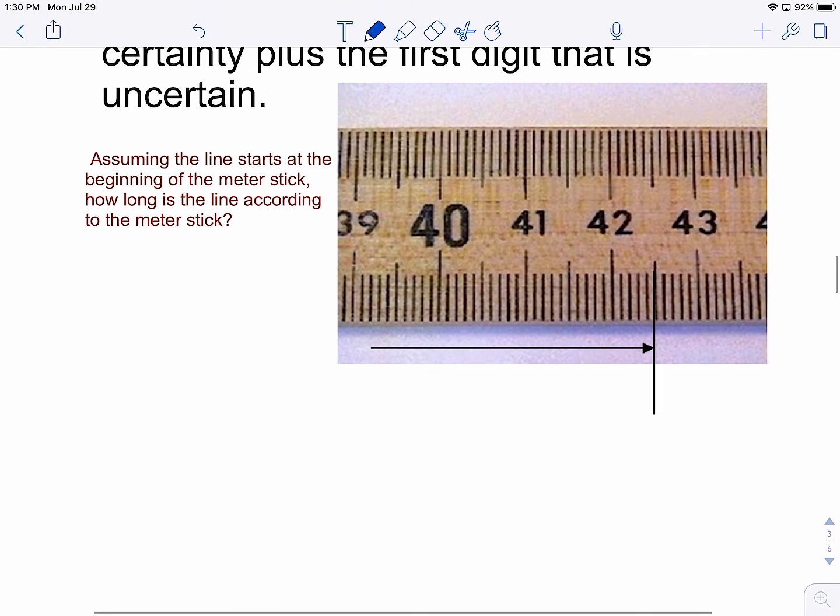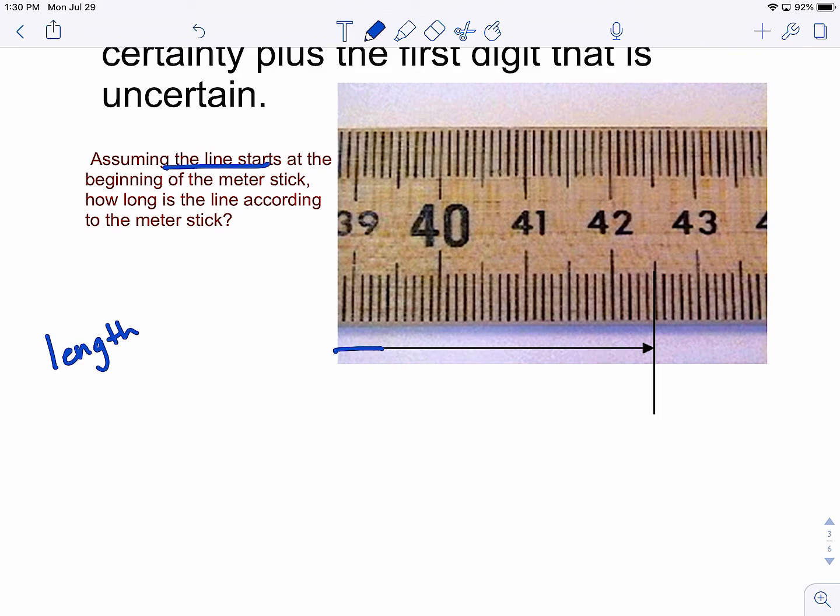So for example, we want to measure the length of this line. So in this case, the physical quantity that's being measured is length. And we're going to measure that length in centimeters. I know that's not our base or our SI unit, but we can always convert centimeters into meters. So assuming that this line starts at the beginning, okay, I know it's not drawn like that, but assuming this line starts at the beginning, what would be the length of this line using correct number of sig figs?